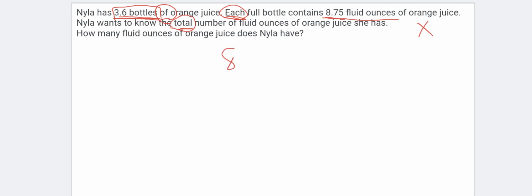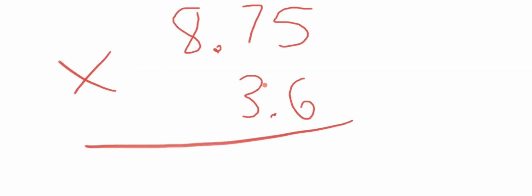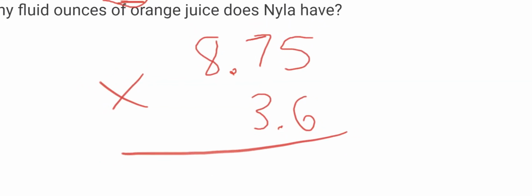So I'm going to put 8.75 on top, and I'm going to put 3 6/10 below. And when I multiply decimals, I ignore the decimal, I multiply like normal, then I have to remember to scoop at the end.